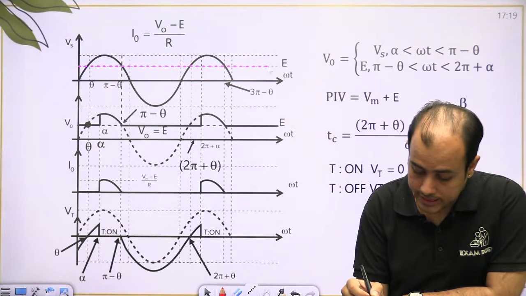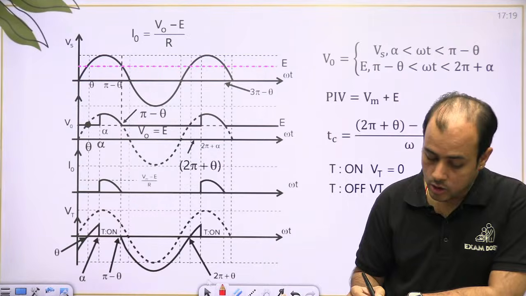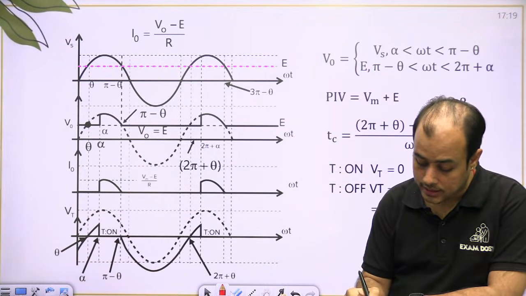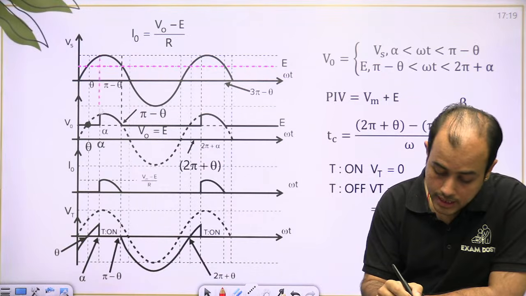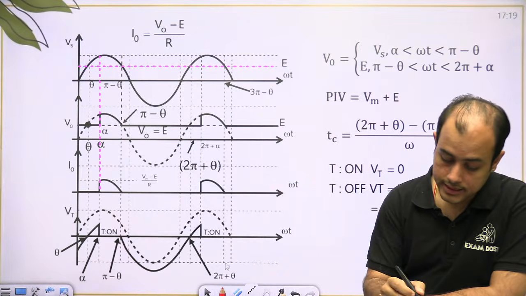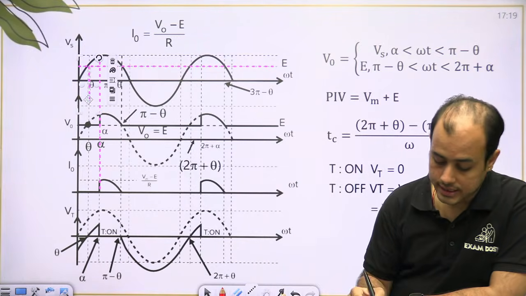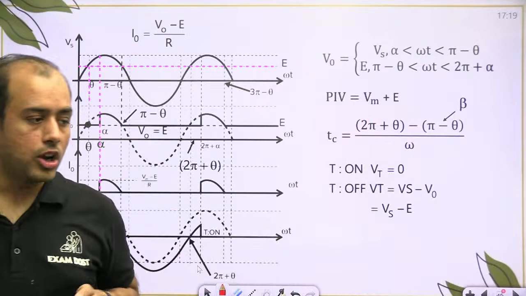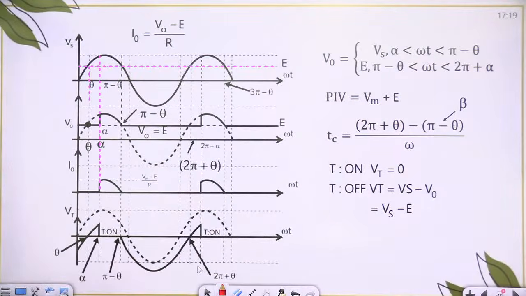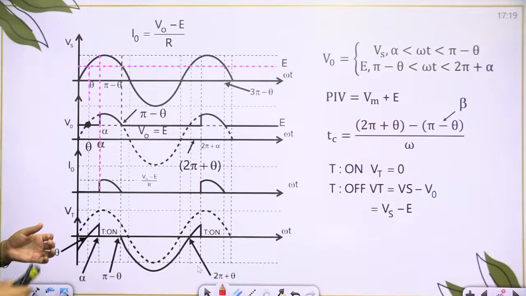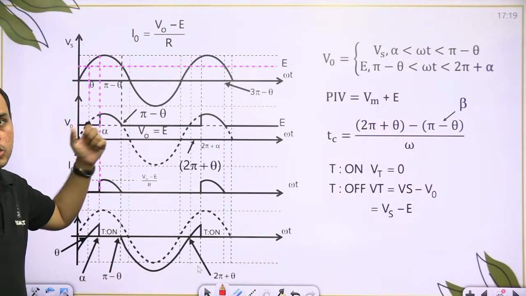So now this is my E. The point of intersection is theta and pi minus theta. But if you see, I am starting the waveform after theta. This is theta, and I am starting after theta. That is alpha. So I will follow the supply voltage from alpha up to pi minus theta, and after that, once the thyristor is off, the output will be equal to E.